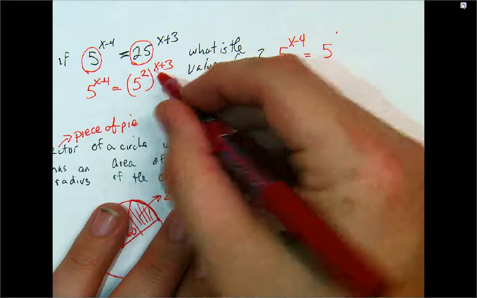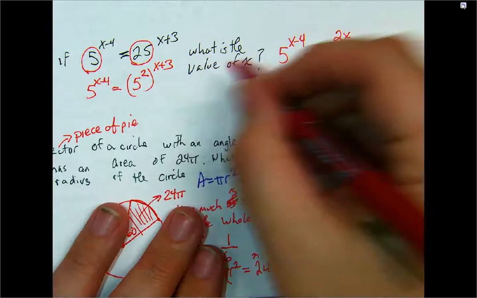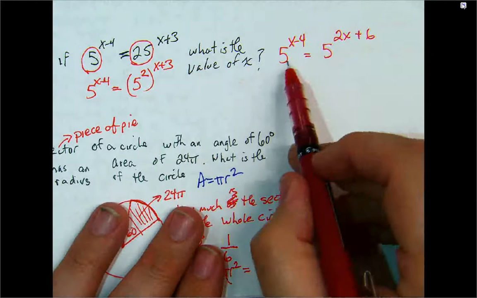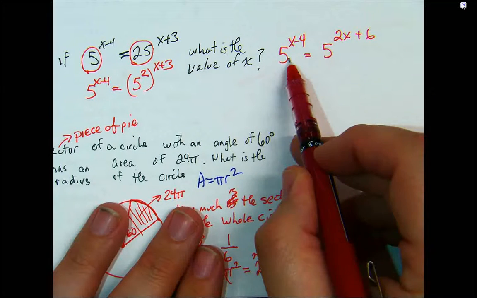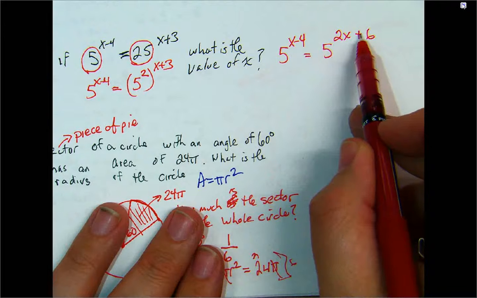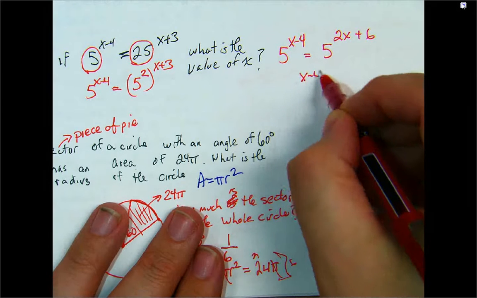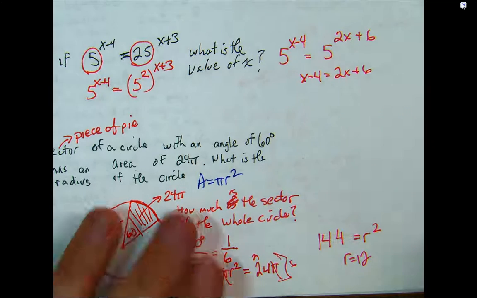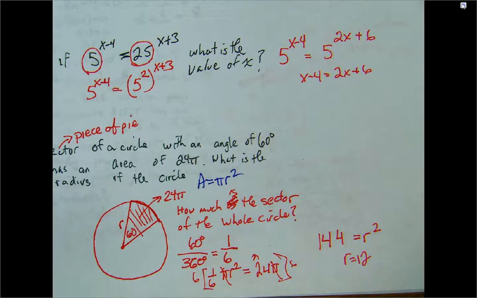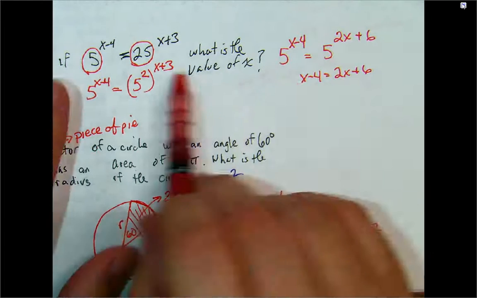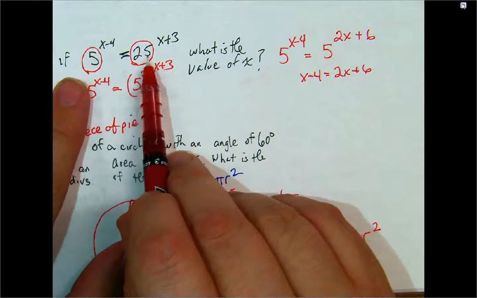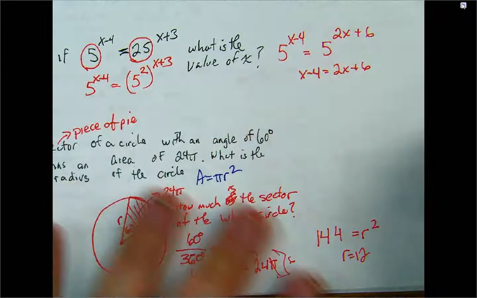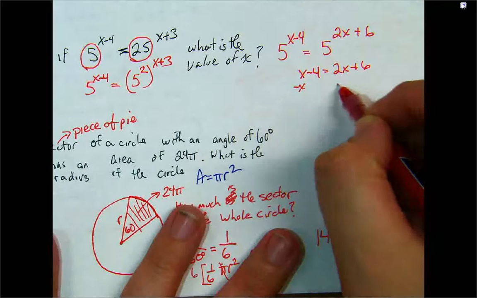Now, if the bases are the same, the powers have to be the same. So I could say x minus 4 is equal to 2x plus 6. And that's the whole thing here, is that you want to get the bases to be the same so we can just set the exponents equal to each other. Subtract an x. Negative 4 is equal to x plus 6. Subtract a 6. X is equal to negative 10.